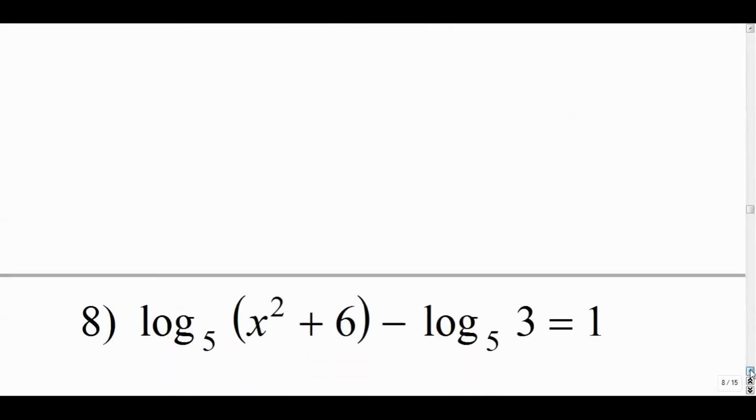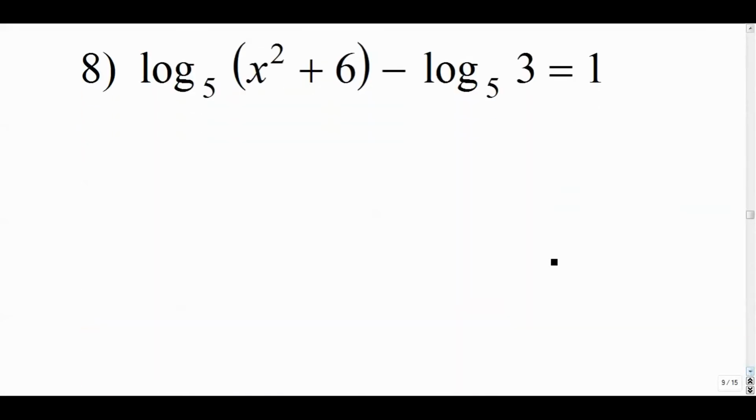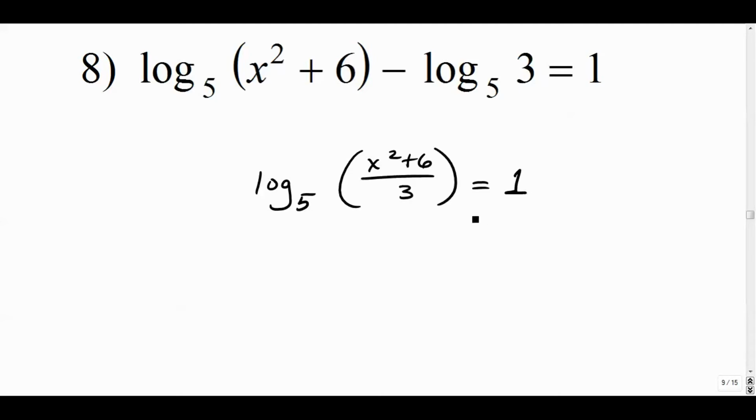Moving on. Number 8. Same bases, so keep that base. We're subtracting up here, so I'm going to divide as I condense. That's equal to 1. So here I'm going to take one of two routes. I can use my inverse property, so I would say 5 raised to this whole thing equals 5 raised to this.